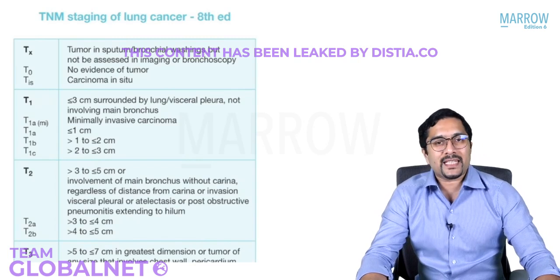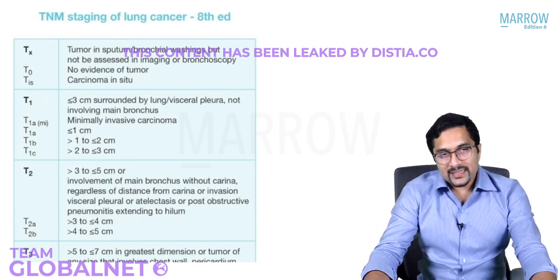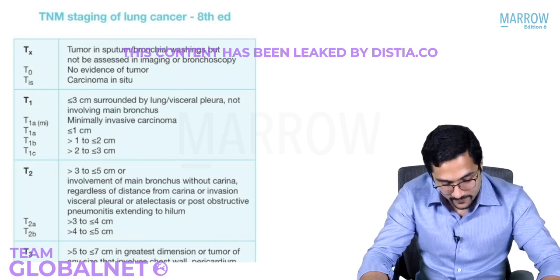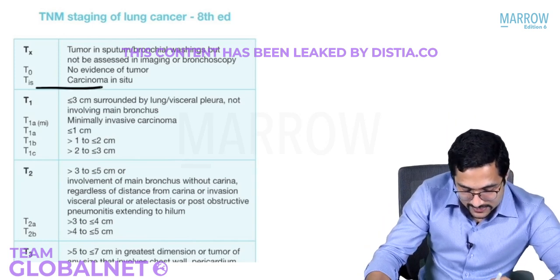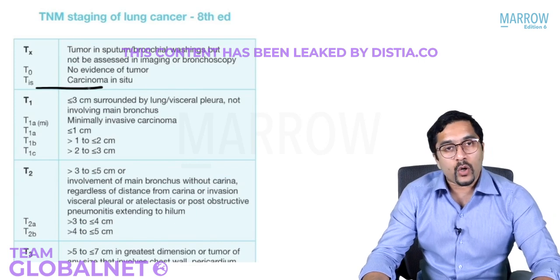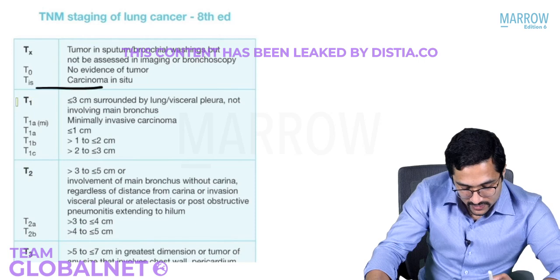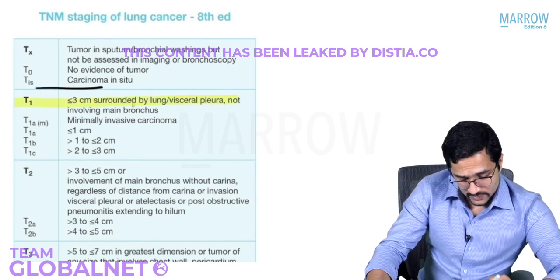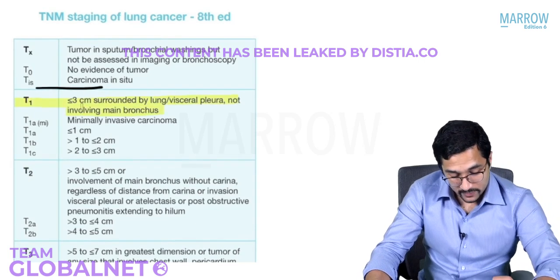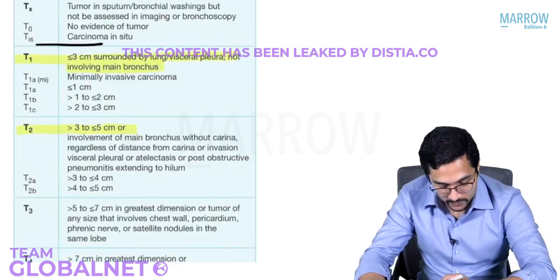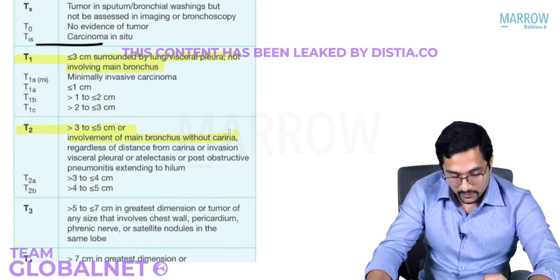So you should know the basics of lung cancer staging. And this is the 8th AJCC classification for lung cancer. TIS is in situ cancer, which I've told you is bronchoalveolar carcinoma. T1 is when the tumor is less than 3 centimeters, surrounded by pleura, not invading the main bronchus. T2 is 3 to 5 centimeters or involvement of the main bronchus without the carina.